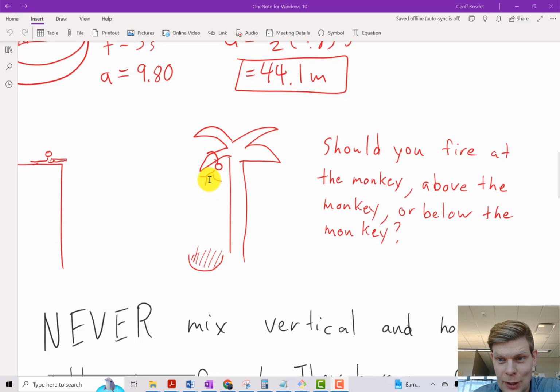If you want to hit him with a tranquilizer dart, should you aim at the monkey, above the monkey, or below the monkey? Take a second, make your guess.